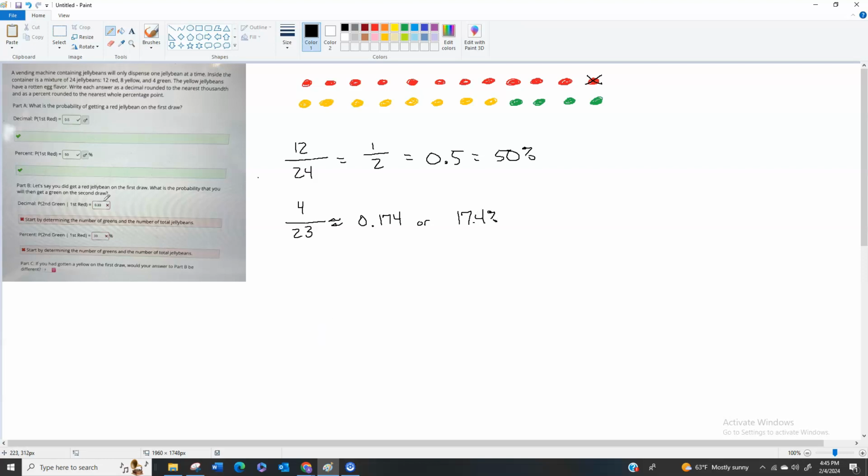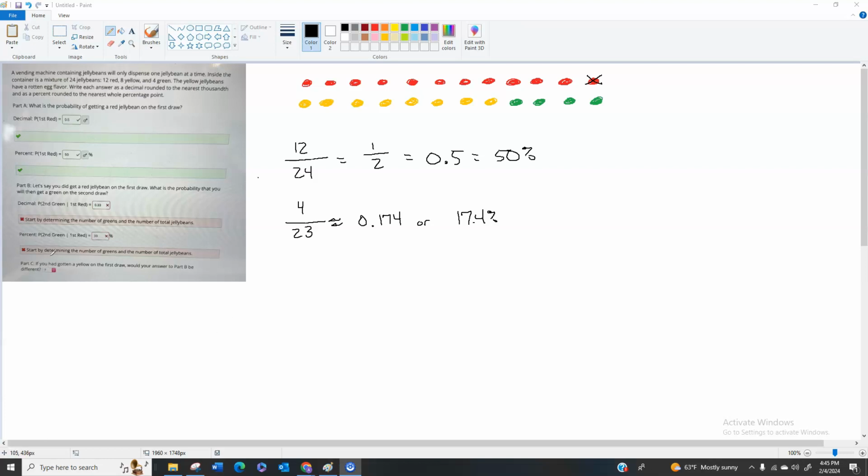Looks like the person that sent this to me may have thought we threw out all of the red jelly beans. It just says you got a red on the first draw, so it doesn't mean we throw out all the reds. We just throw out that one red that we drew.